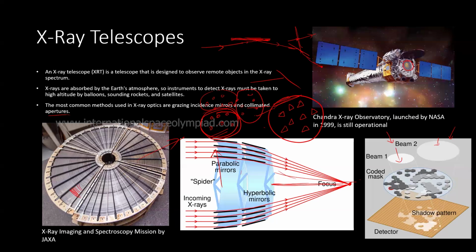X-ray telescopes are unique in the sense that if you see something like this for the first time, you won't even feel that it is part of a telescope. It looks like something else. But this is one of the ways in which we can focus X-rays, because X-rays usually won't get reflected by a mirror. Okay, and that's it.